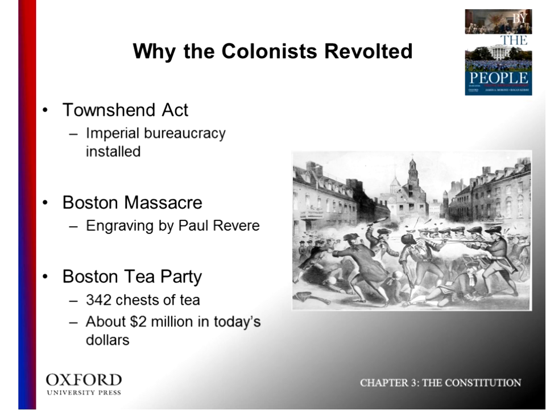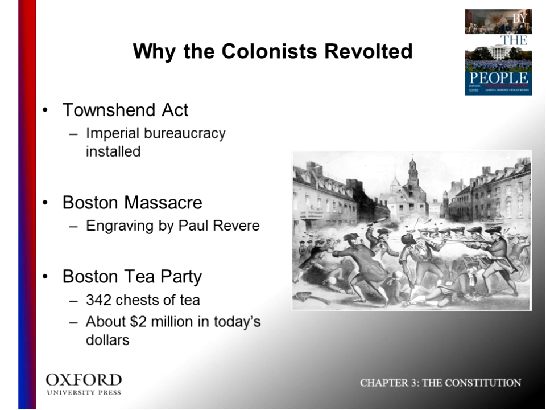Yes, that same Paul Revere, the one who said, the British are coming. He put this into writing. This engraving was then put in newspapers all throughout the country, and it showed the barbarity, quote unquote, that the British were using on peaceful colonial protesters. The next major event was that of the Boston Tea Party, following the Boston Massacre.